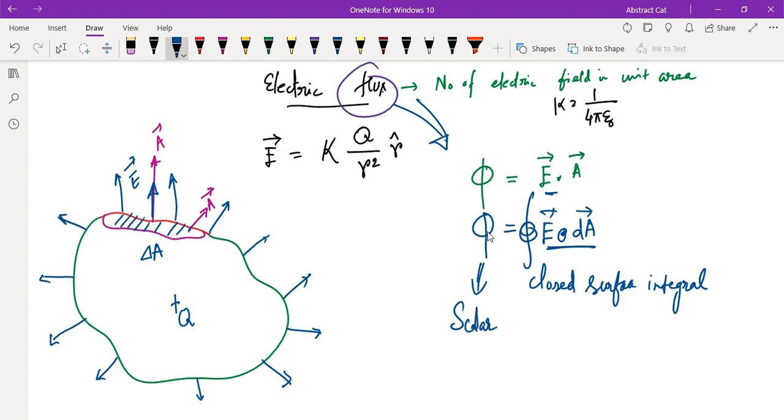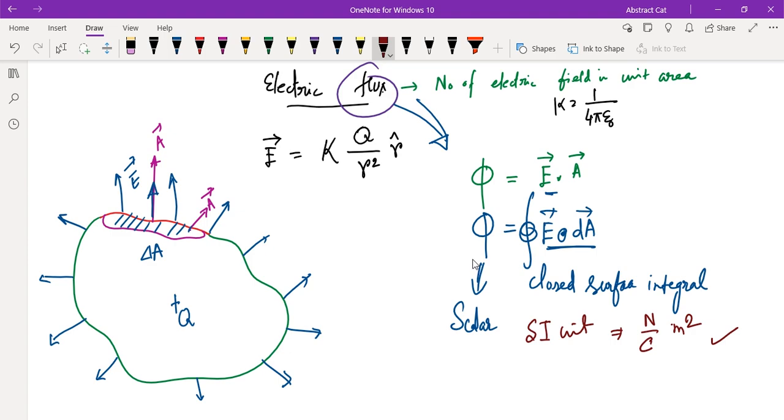Okay, so the SI unit of flux is E times dA. So here the SI unit of flux: electric field is Newton per coulomb, and the area is meter square. So we know the electric field is Newton per coulomb and area is meter square. That is the SI unit of flux. Okay, and flux is a scalar quantity.